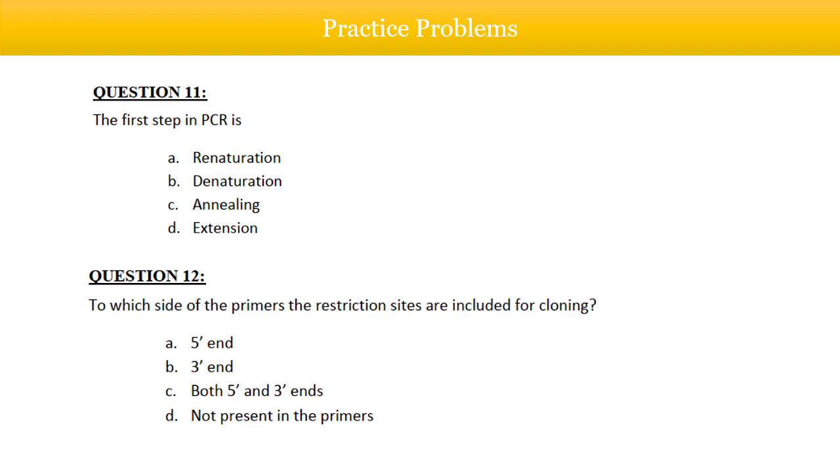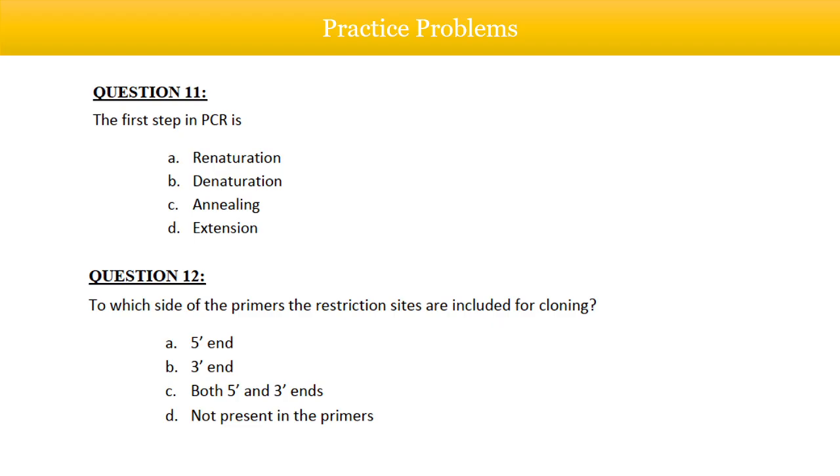To which side of the primers are the restriction sites included in cloning? It's a very, very interesting question. So where do you add the restriction sites for a particular primer? According to our knowledge, there is extension at the 3' end. So always we need to keep the restriction site at the 5' end, because we do not want to hamper the insertion of that gene or do any kinds of activities in the middle of the gene by inserting the restriction site. So it is always at the 5' end of a primer.